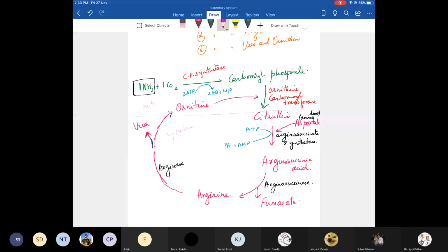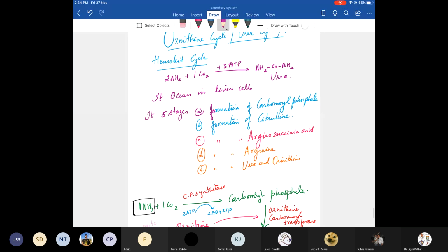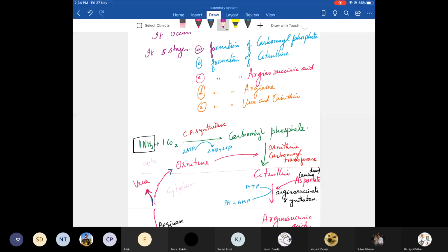So what happened: one ammonia combines with one carbon dioxide in the presence of carbamyl phosphate synthetase, which synthesizes carbamyl phosphate with the usage of two ATPs. Initially, what is the reaction? Two ammonia, one carbon dioxide, three ATP. Initially it uses two ATPs to form carbamyl phosphate. That's the first formation of carbamyl phosphate.